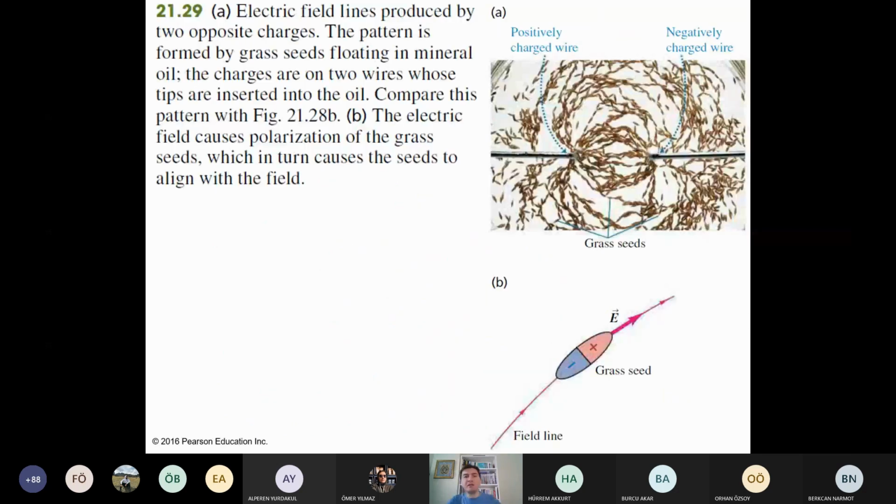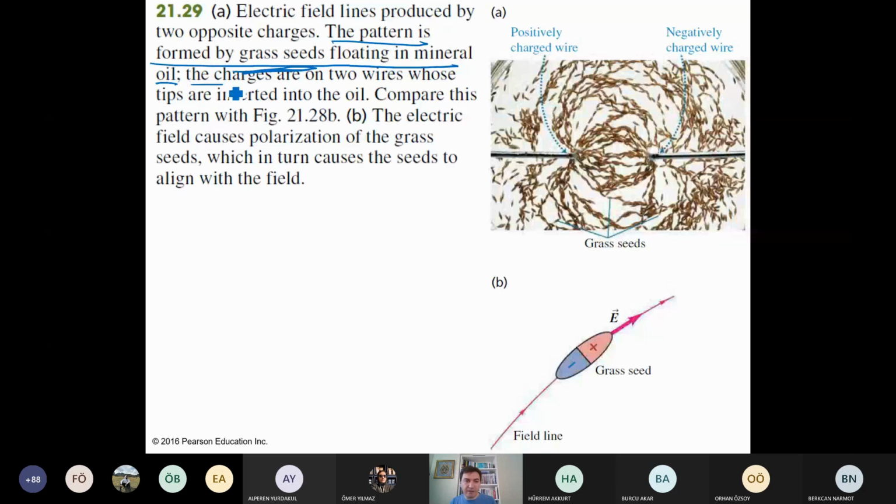Now, let me show you one example. This is from the book: electric field lines produced by two opposite charges, or electric dipole, okay? The pattern is formed by grass seeds floating in mineral oil. The charges are on two wires whose tips are inserted into the oil.